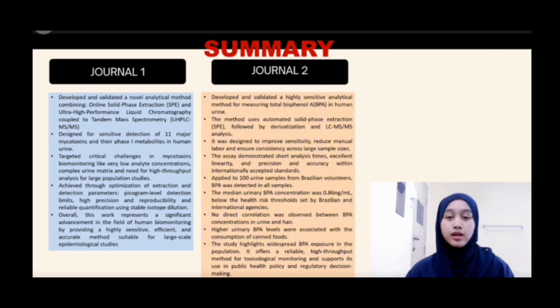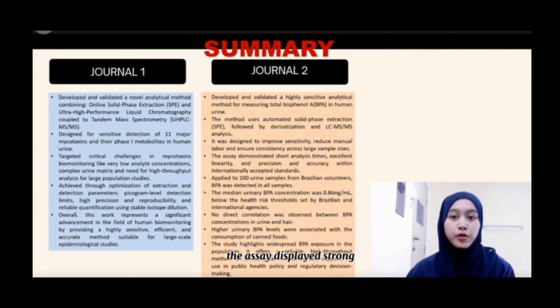Moving to the second journal, the study successfully developed and validated a highly sensitive analytical method for measuring the total bisphenol A, which is BPA, level in human urine using automated solid phase extraction (SPE), followed by derivatization and analysis with liquid chromatography tandem mass spectrometry. The method was tailored to enhance sensitivity, reduce matrix effects, and ensure consistency across a large sample size, making it ideal for human biomonitoring studies.